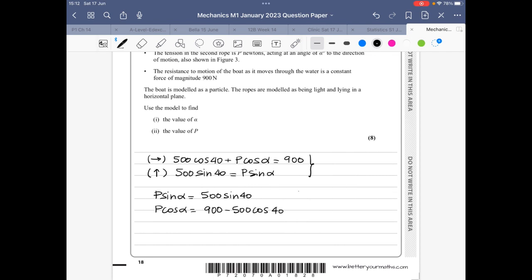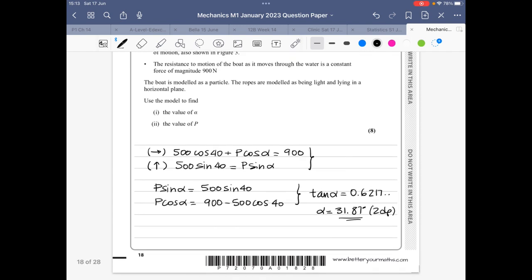And then if I divide them, P and P are gone. Sine divided by cos is tan alpha. And then when I divide this by this with the calculator, you find that tan alpha is 0.6217 something else, which means that alpha is 31.87 degrees to 2 decimal places. And that's the first thing they ask.